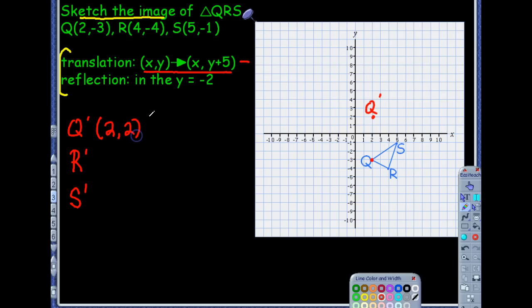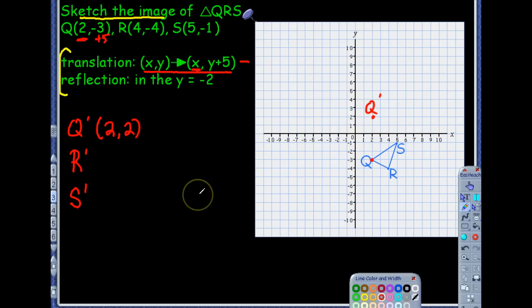Now, keep in mind, because they just said sketch the image after this glide reflection, technically I don't have to graph that. You could have just gone, okay, I noticed you said that the x's stayed the same. So notice it's still 2. And then she said up 5, or in other words, plus 5. So there's where you're getting the 2.